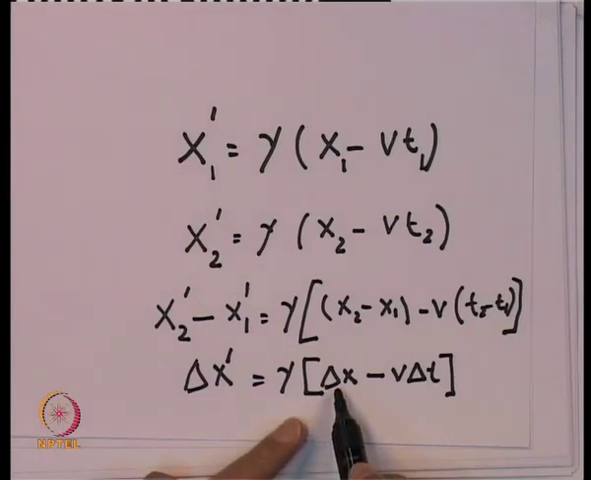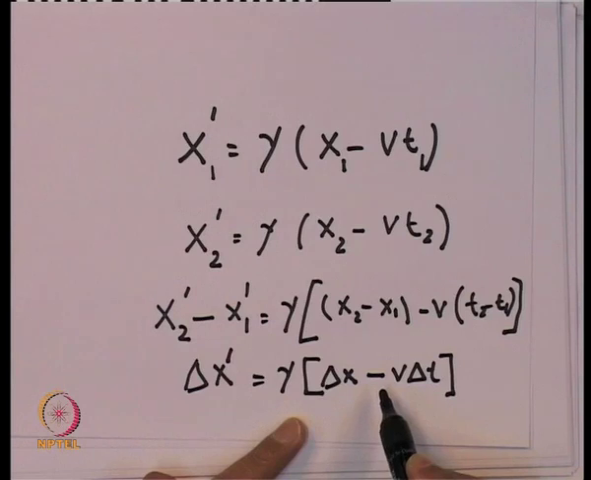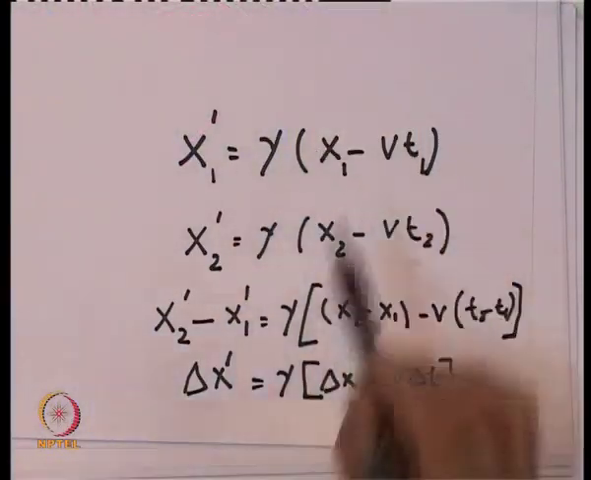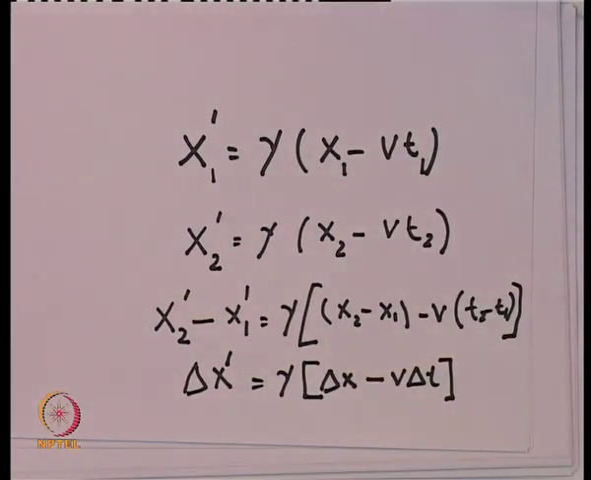The advantage here is that this depends only on the differences. Therefore, the origin of x and origin of t need not be defined, because that gets cancelled out. Eventually, we are just looking at the differences. Similarly, I can also use the time transformation equation to relate delta t prime and delta t. The basic idea is to put just the deltas in front of all these variables.